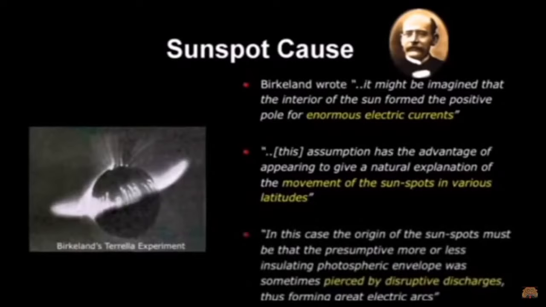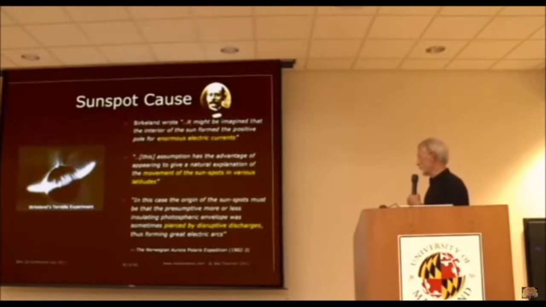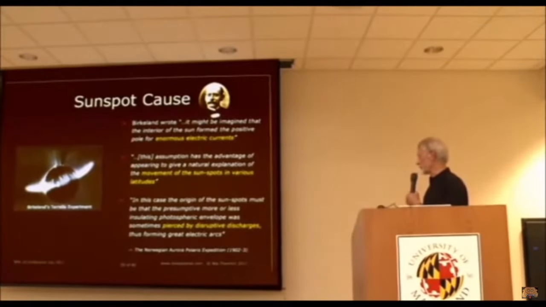In this case, he wrote, the origin of the sunspots must be that the presumptive more or less insulating photospheric envelope was sometimes pierced by disruptive discharges. I couldn't believe it when I read that. Thus forming great electric arcs. I would say he was the first one to actually tell you what a sunspot is. And that was from his huge tomes called the Norwegian Aurora Polaris Expedition, published in 1902, 1903.